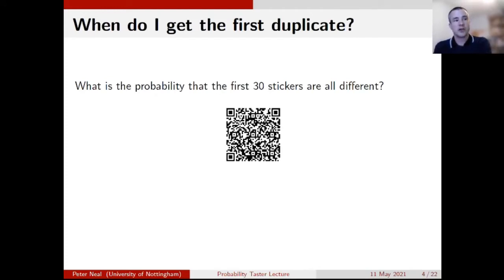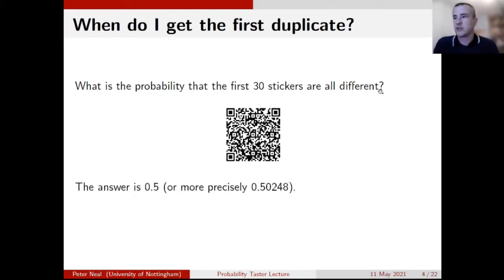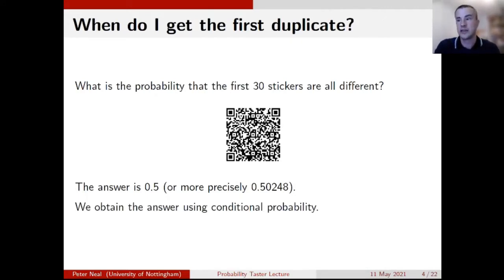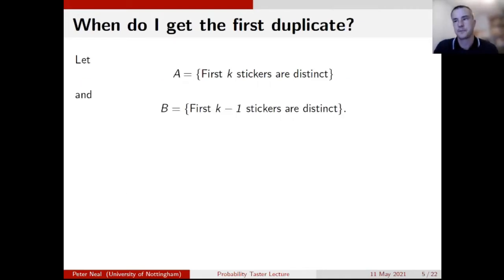So I've got no votes for 0.5 or 0.95, and my leader at the moment is 0.75, which has 4 votes. So this is really quite reassuring for me that I can teach you something, that nobody has come up with the correct answer, which is 0.5, or more precisely 0.50248. So what I want to look at is how we get at this answer. And to get the answer, we're just going to use conditional probability.